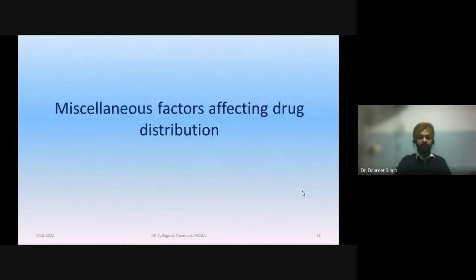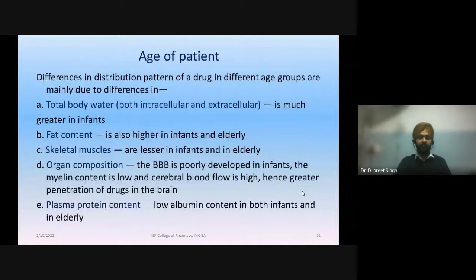Miscellaneous factors affecting drug distribution include the age of the patient. There are differences in the distribution pattern of a drug in different age groups. Total body water, including both intracellular and extracellular fluid, is much greater in infants as compared to the elderly. Fat content is basically equal in infants and the elderly, so there is not much effect on distribution. Skeletal muscles are less developed in infants, but more developed in the elderly.